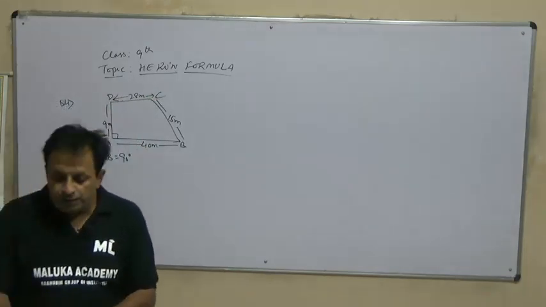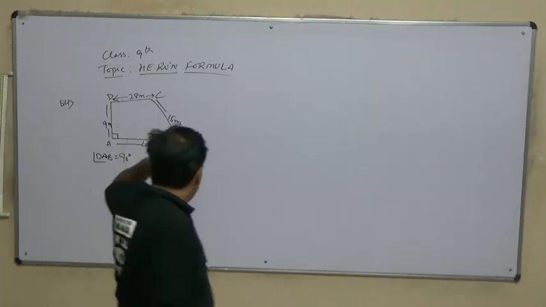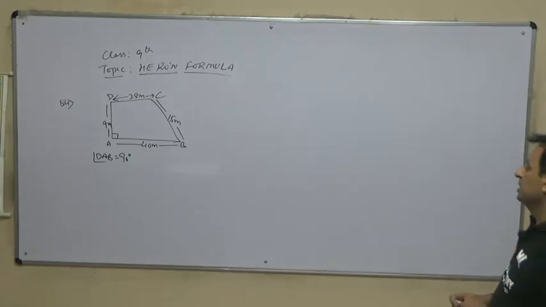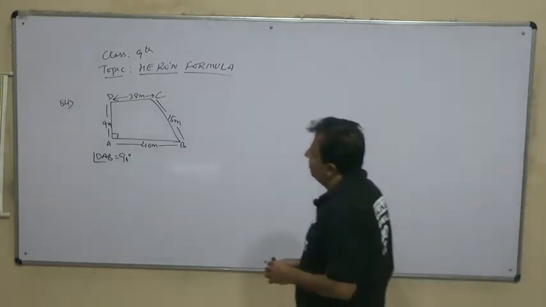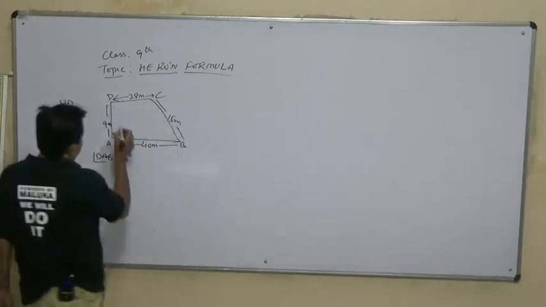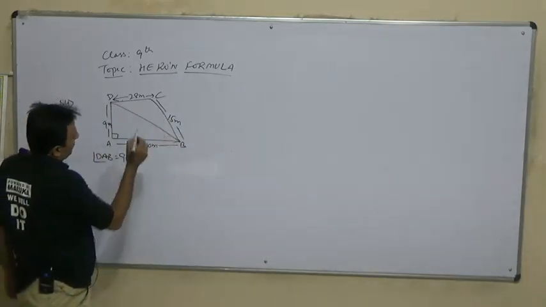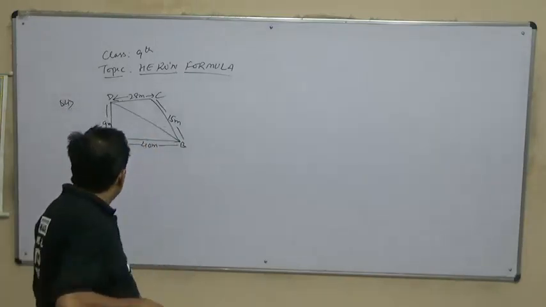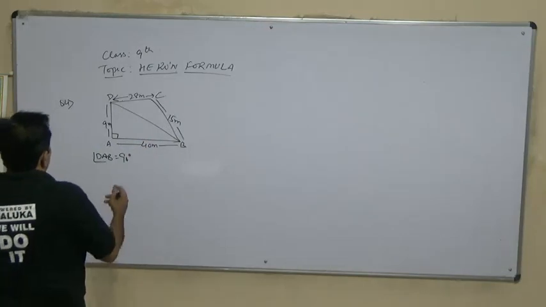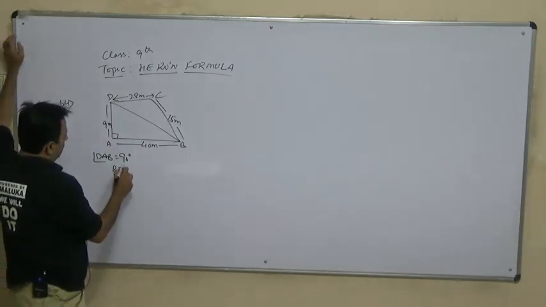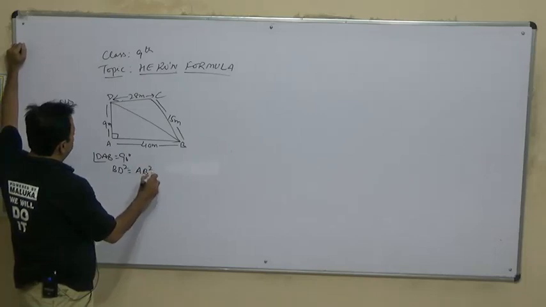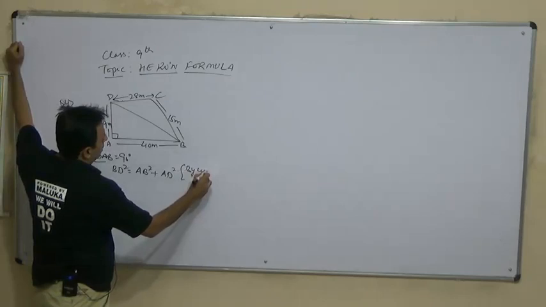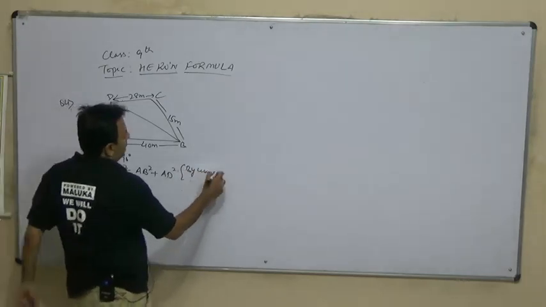So what is the difference between this question and the previous questions? All 4 sides are given, and we are given one of the angles as 90 degree. So when this is 90 degree, what will we do? We can find this diagonal BD, and this diagonal will divide the quadrilateral into 2 triangles. So we can find the value of BD first. BD square will be equal to AB square plus AD square. So this is by using which theorem? By using Pythagoras.